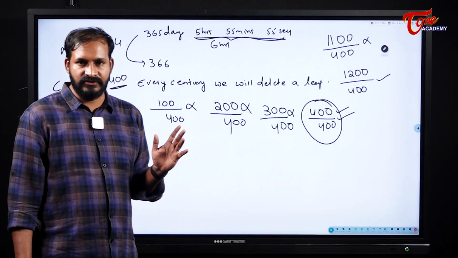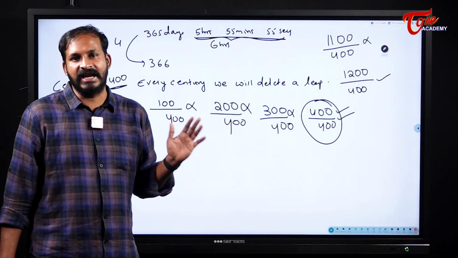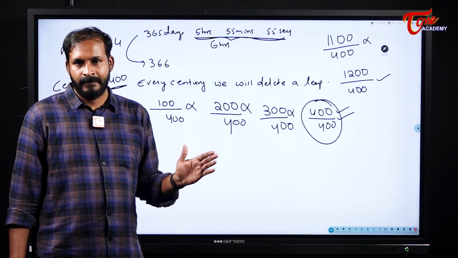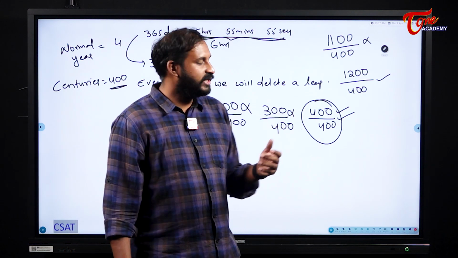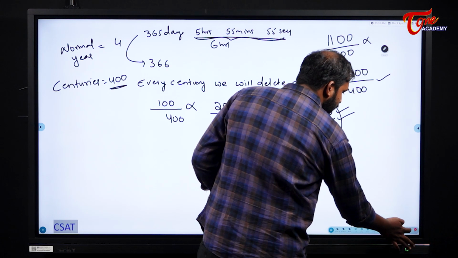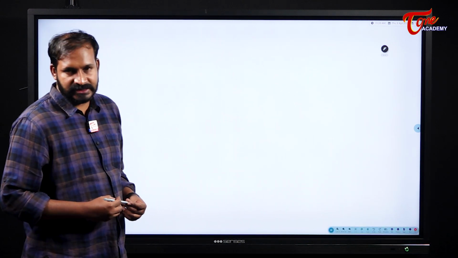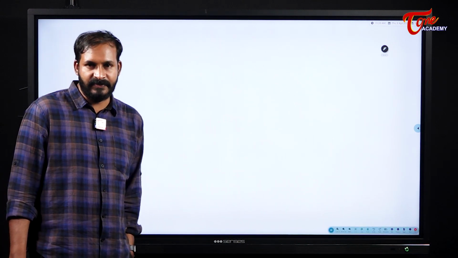Please be careful with this, students. Why? Because all the centuries are actually divisible by 4, but we will not consider all the centuries as leap years. So in case of centuries, we should take 400 as our base and then decide whether the given year is a leap year or not.